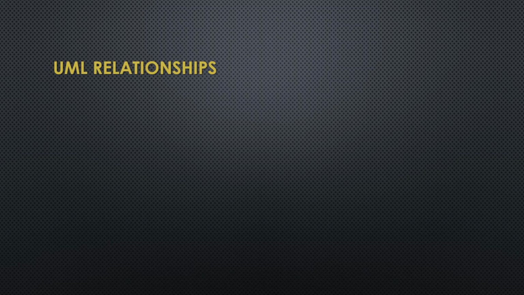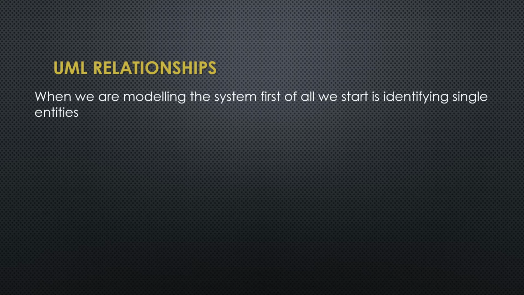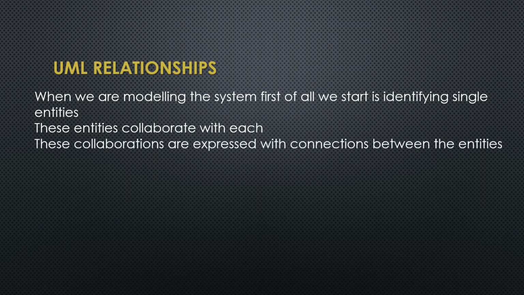UML relationships. When we are modeling the system, first of all, we start by defining single entities. These entities collaborate with each other. The collaborations are expressed with connections between the entities. These connections are known as relationships.